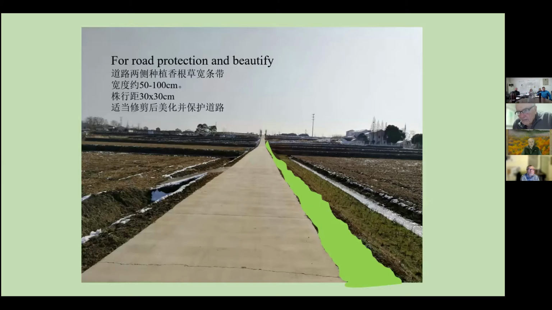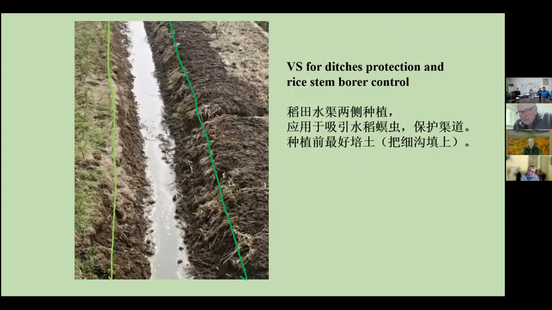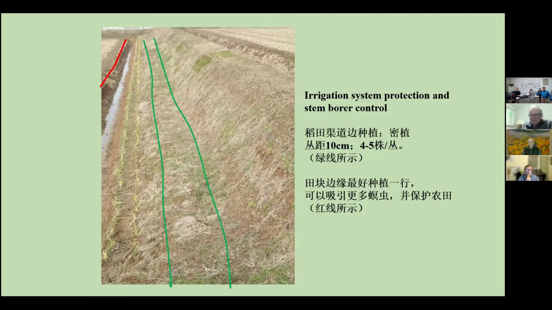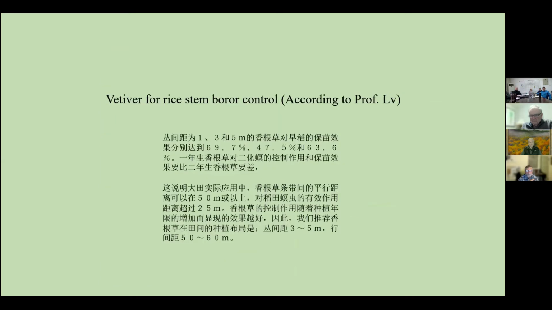Yeah, we use this Vetiver technology system for road protection and to decorate the roads. It looks very green. And yeah, we use the Vetiver system to protect the irrigation systems. We plant the Vetiver shoots in the slope of big ditches. At the same time, it also has a function for stem borer control. Yeah, this one just shows you Vetiver for rice stem borer control.